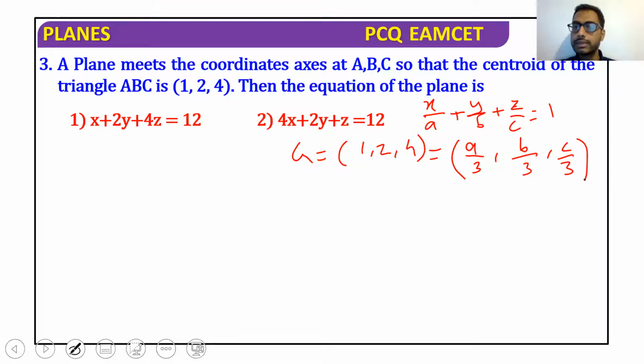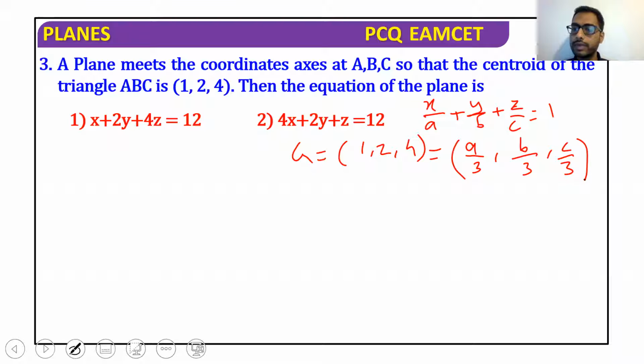Just compare these values. From here I'll get the values of a, b and c. Therefore, I can say a by 3 is equal to 1, b by 3 is equal to 2, so b is 6. And c by 3 is equal to 4, therefore c is equal to 12. Substituting these values, I'll get the values of a, b, c.